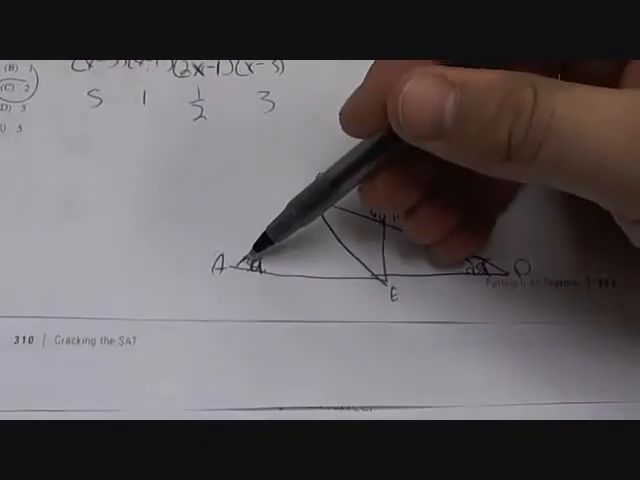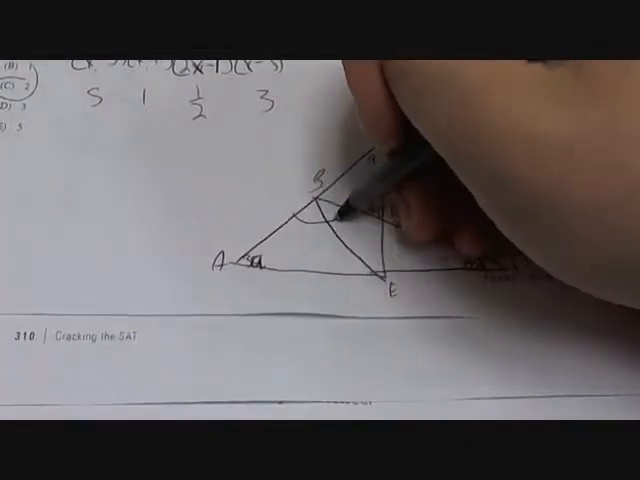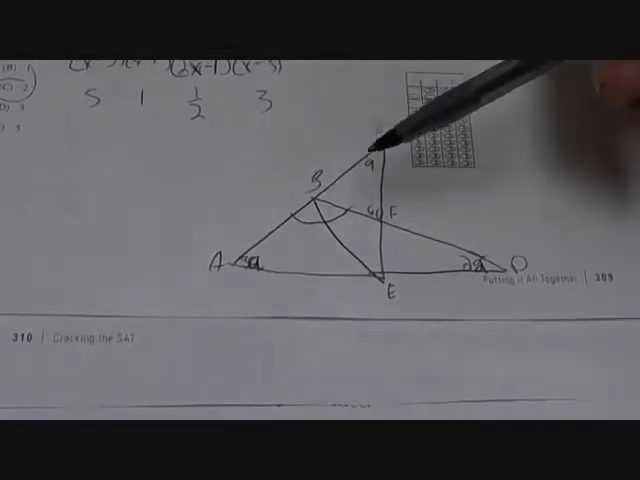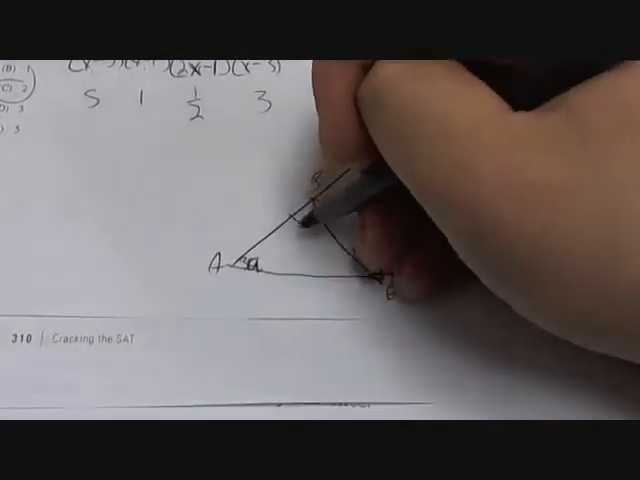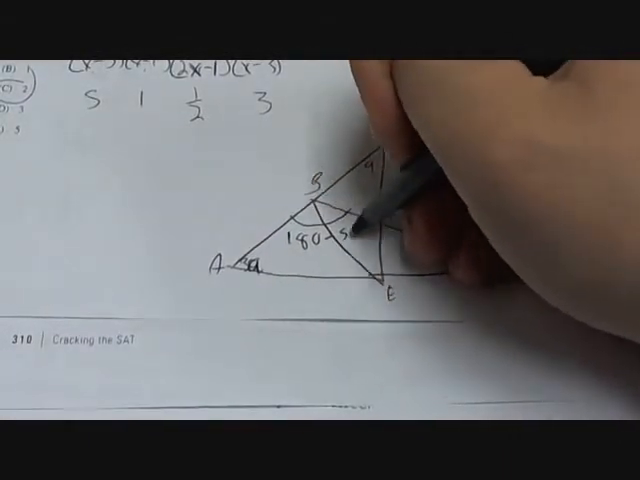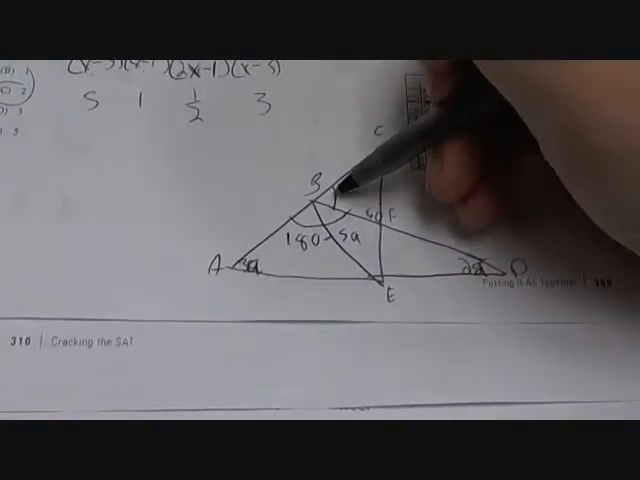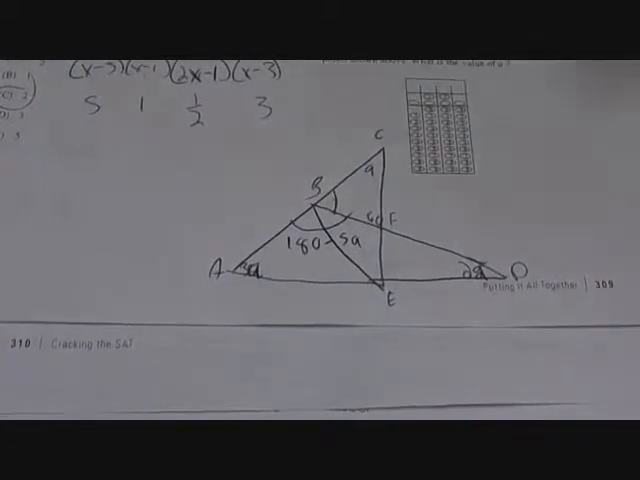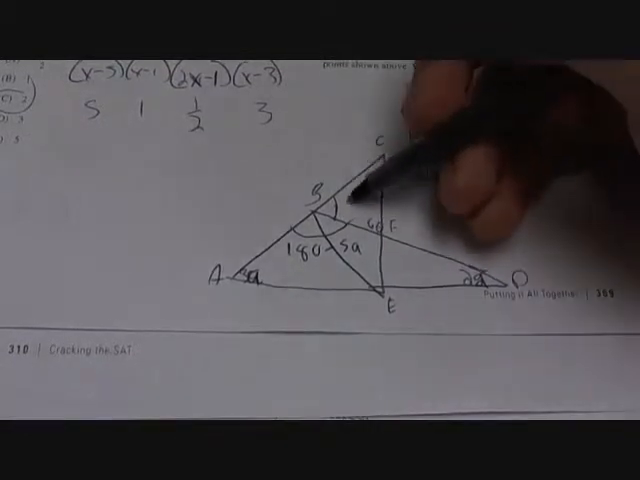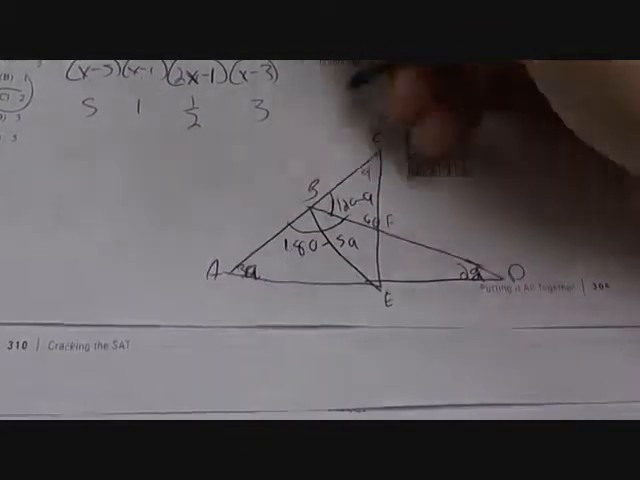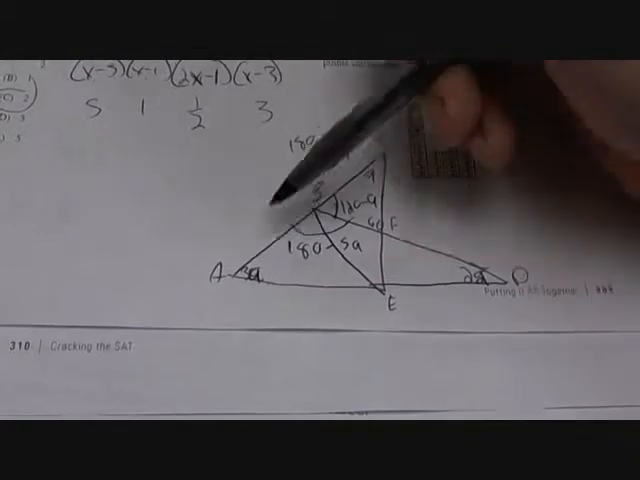You have to see one triangle here. Remember, triangles add up to 180. So this whole angle here is 180 minus 3a minus 2a. 3a plus 2a is 5a, so that's 180 minus 5a. Now we have another triangle right here, which also adds up to 180. You have a and 60, so this angle is 120 minus a, because 180 minus a minus 60 is 120 minus a.